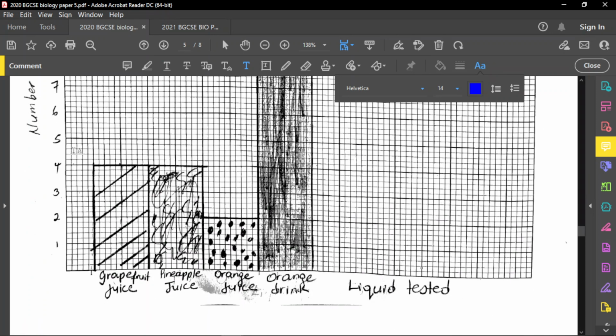So we have number of drops on the Y, the liquids tested on the X, and these are the bar graph right here. Grapefruit and pineapple have the same average. Orange juice only required 2 drops to change potassium permanganate, and the orange drink requires a lot more drops, which was 11.